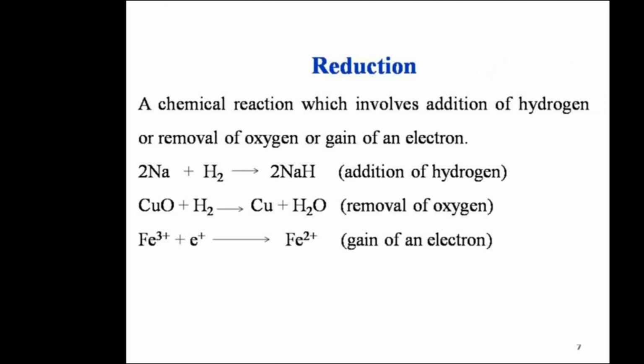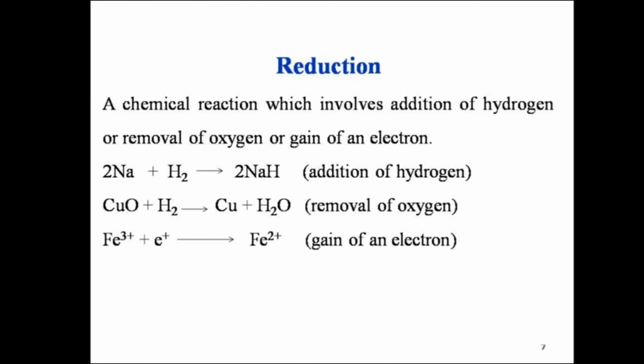Reduction reaction. The opposite of the oxidation reaction is reduction reaction. So it is a chemical reaction in which addition of hydrogen takes place, removal of oxygen takes place, and there is a gaining of electron. So the first example is addition of hydrogen, and the second one shows oxygen being removed from the reaction, and the third one is Fe3+ getting one electron and converted to Fe2+.